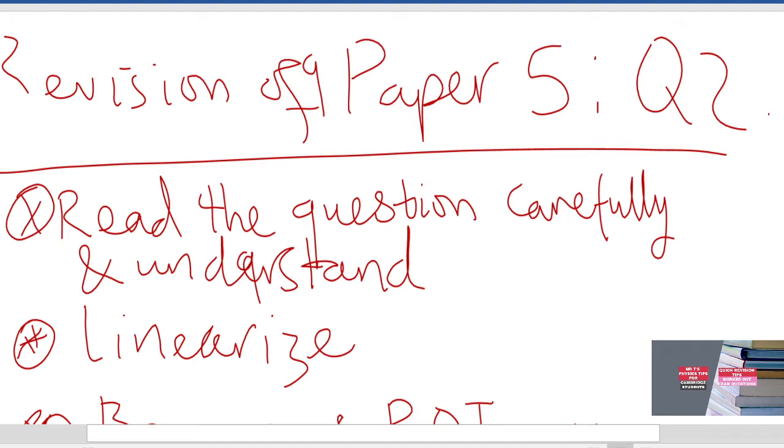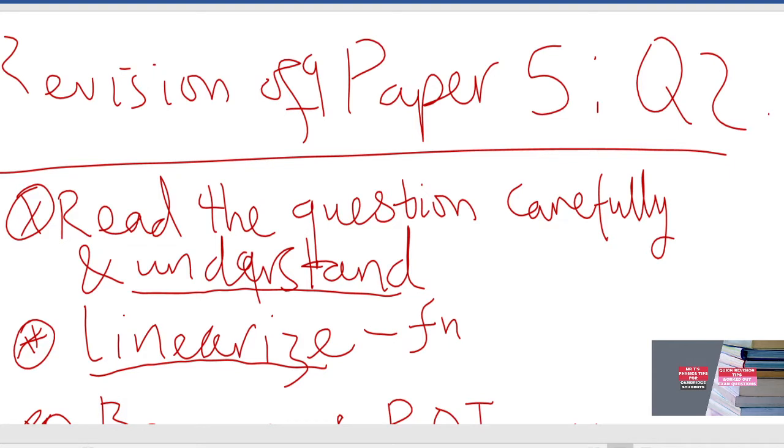Now, I'm going to start off with the tips on how to answer question number 2. The first one is to read the question carefully and understand. I recommend that you read it twice and then you understand. Then you need to linearize the function that you are given. You'll be given a function or an equation that governs everything that's going to be in the analysis in question number 2. And then please analyze that function.